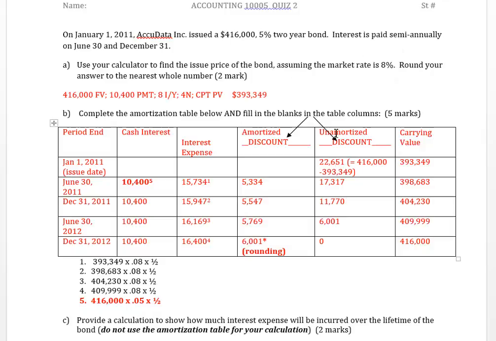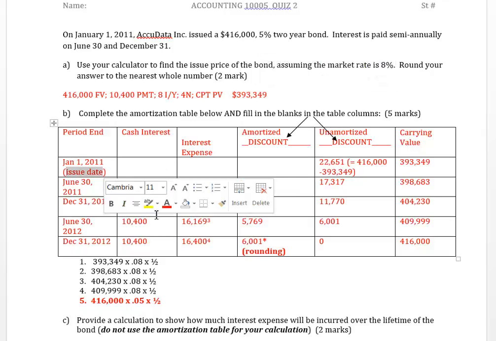Notice that the amount of the unamortized discount plus the carrying value is always going to give you the face value of the bond. So the carrying value is going to be what? 416,000 less the unamortized discount, and that'll give you 393,349, which are the proceeds that you calculated, and it should be because we're at the issue date.